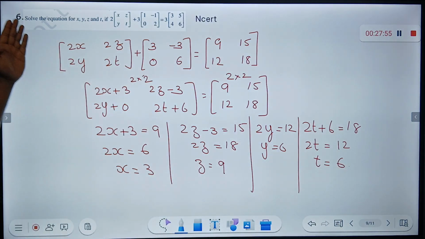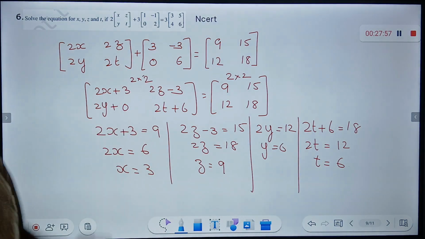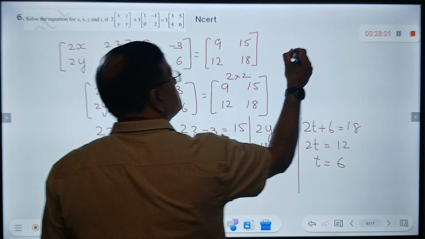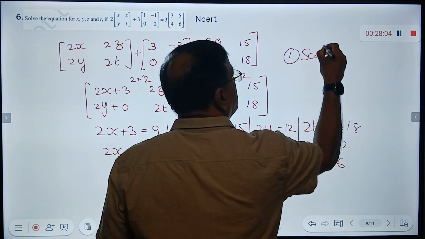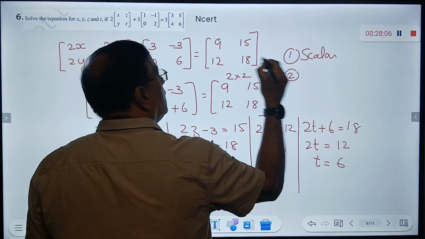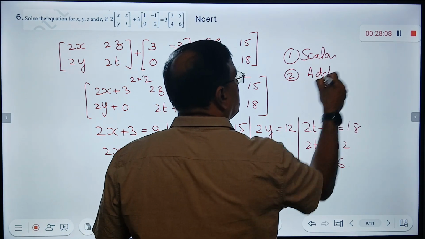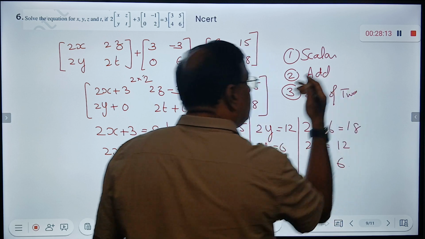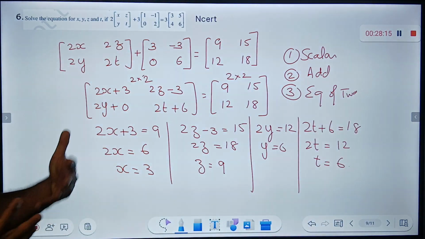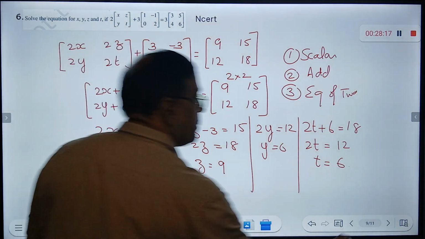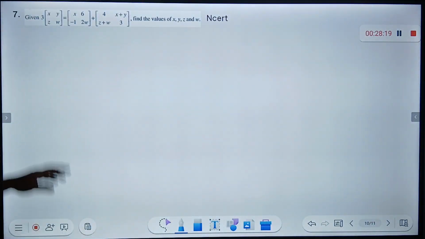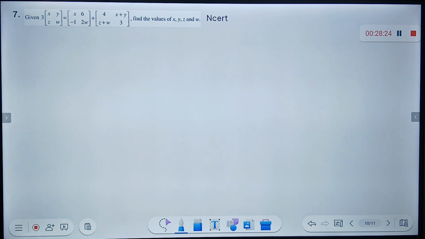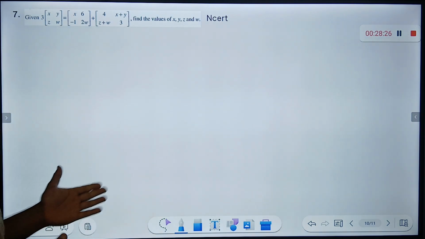So you are able to solve equations like this. This is an NCERT question. All you see here, I used three properties. The first property I used is scalar multiplication. Second is addition of two matrices. Third is equality of two matrices. So various ideas are used. Are you connecting? Slowly you start connecting all the problems. Now this is again a very nice question. We'll finish this problem, and with that we'll be finishing addition also.